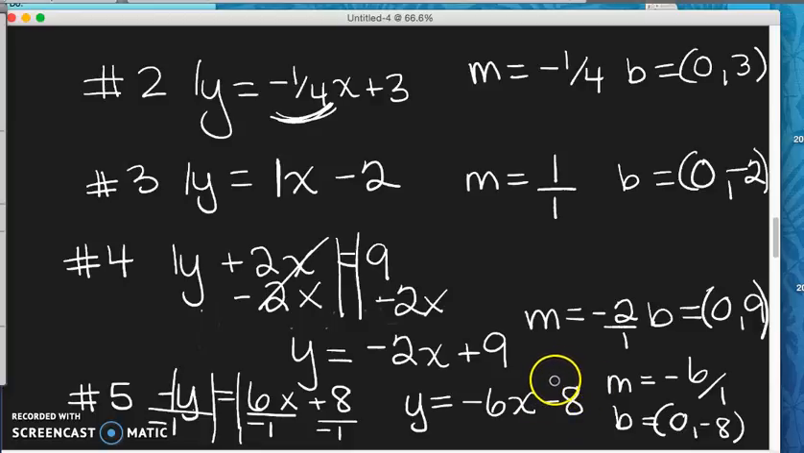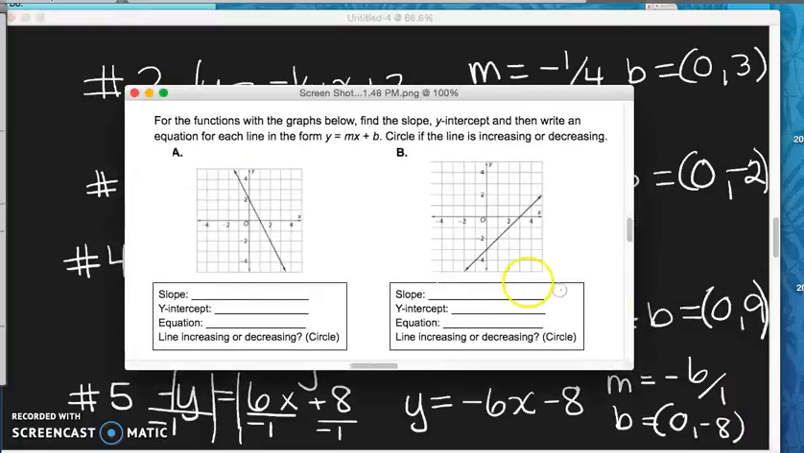Okay, so now that we've looked at how to identify your slope and y-intercept and how to rearrange your equations into slope-intercept form, let's look at some examples of a graph. So if this is a graph and you want to identify the slope, the y-intercept, and the equation of the line, the first thing you always have to do is identify the slope. And remember, your slope is your rise over run in this case.